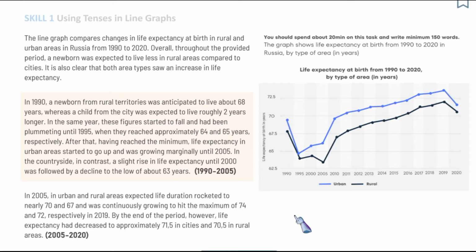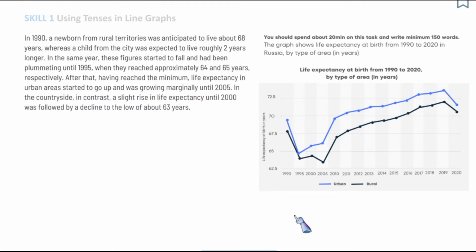All right, the first body paragraph. It is usually a good idea to mention the initial figures, so the figures at the beginning of the period.